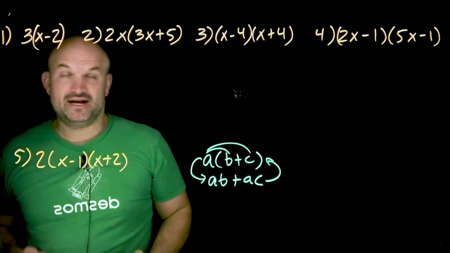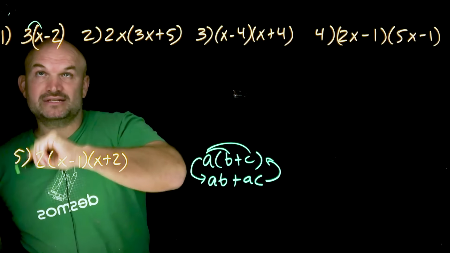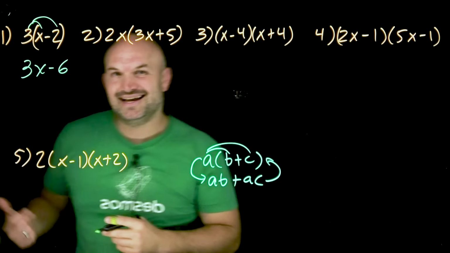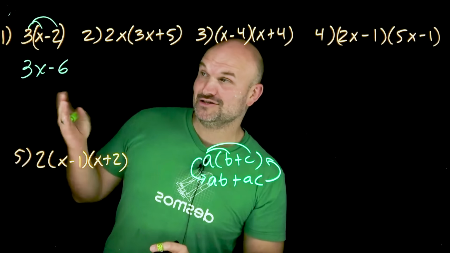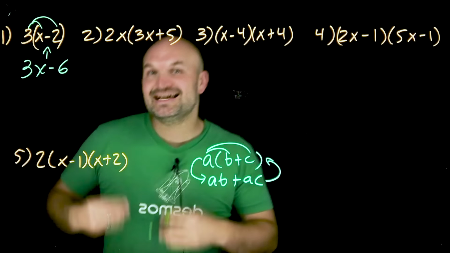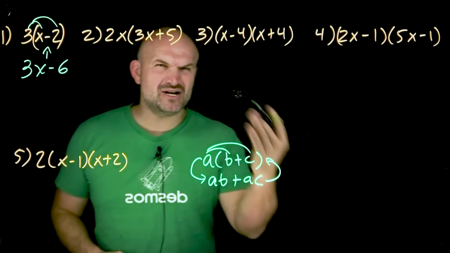So in this first example, I have 3 times (x minus 2). We're going to multiply 3 times x and 3 times negative 2. So therefore, I'll have 3x minus 6. And again, remember what I said. If I wanted to factor 3x minus 6, what would that look like? It would look like this: 3 times (x minus 2). We'll talk more about that later.